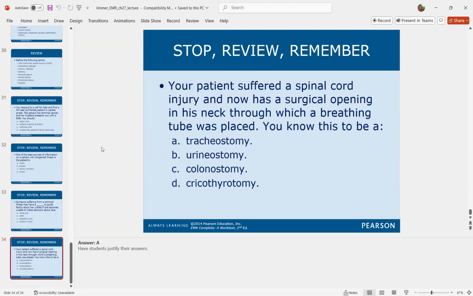And last one, if your patient suffered a spinal cord injury and now has a surgical opening in the neck, tracheostomy, right? That's our surgical opening in the neck, called a stoma.